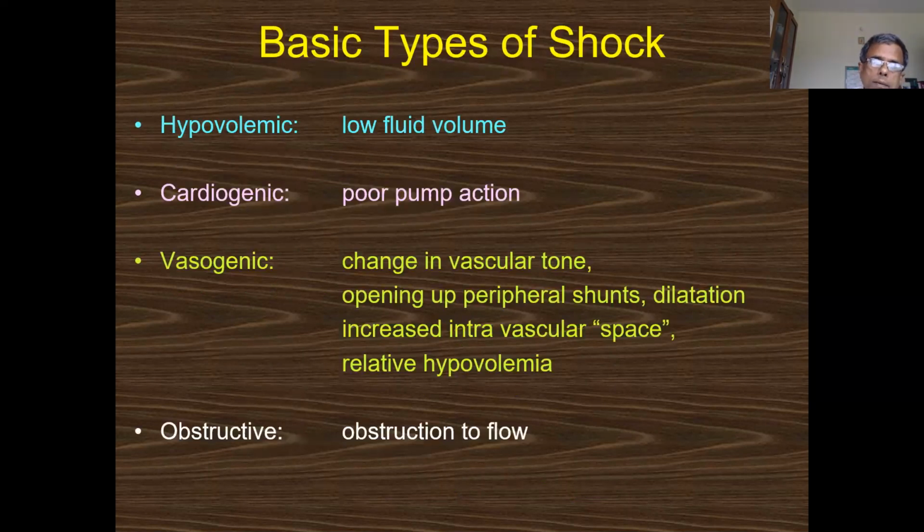Now, keeping all that in mind, let us look at the types of shock we can get. Going back to our basic diagram. You can have low fluid, it's called hypovolemic shock. Poor pump action, cardiogenic shock. Change in vascular tone or opening up of shunts, so you have an increased intravascular space, causing a relative hypovolemia, that is vasogenic shock. And you can have obstruction somewhere, giving rise to obstructive shock.